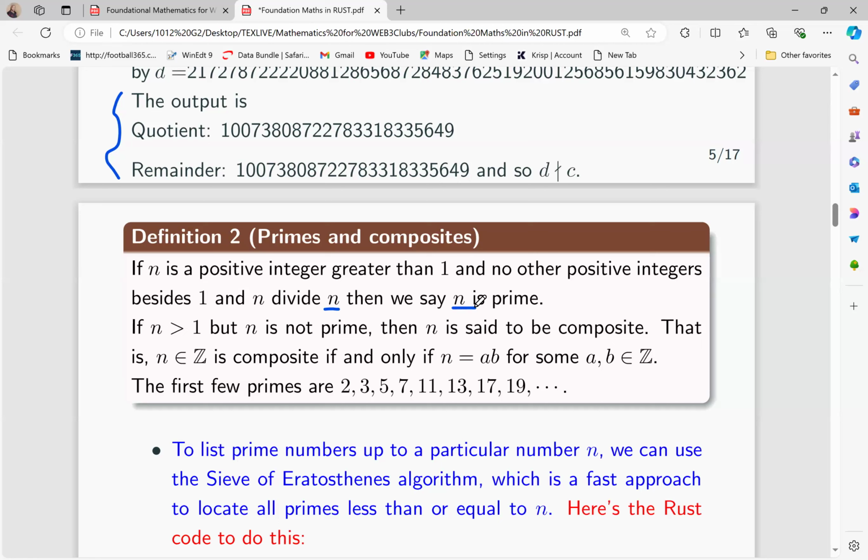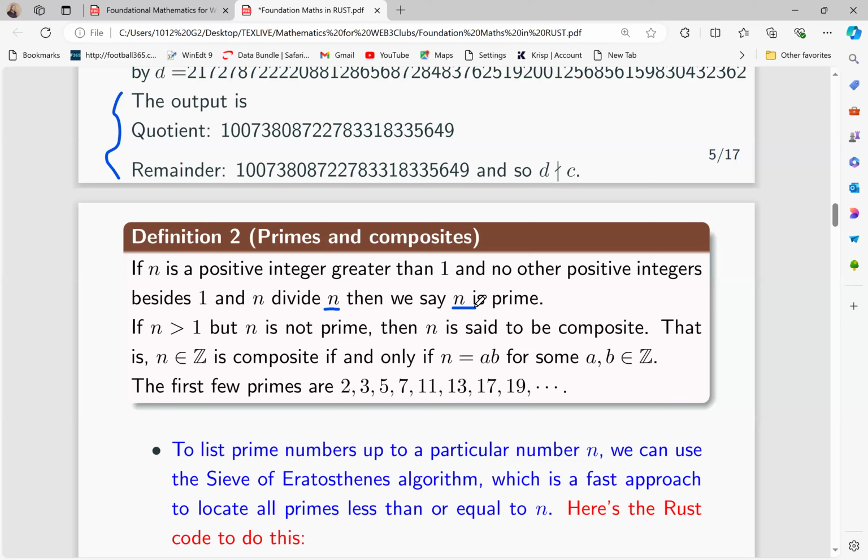Now, if n is greater than 1 but is not prime, then we say that n is composite. Composite means it has other factors, other than 1 and itself. There are other factors.